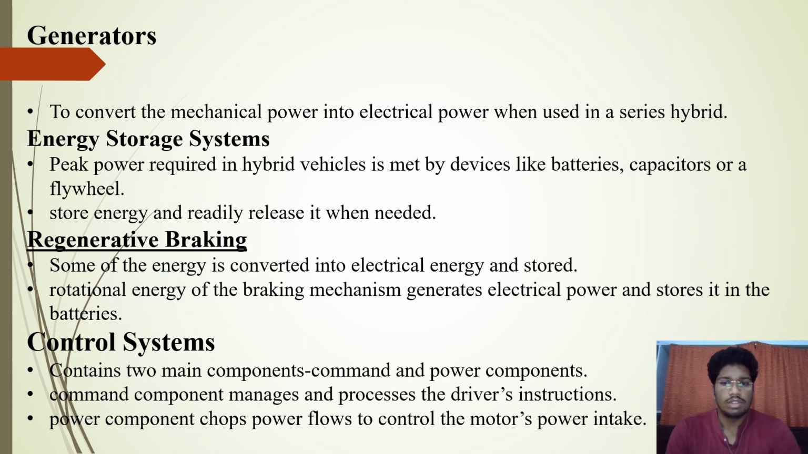Control system. It is the main part of the electric vehicle. It contains two main components, command and power components. Command components manage and process the driver's instructions. Power components chop power flows to control the motor's power intake.